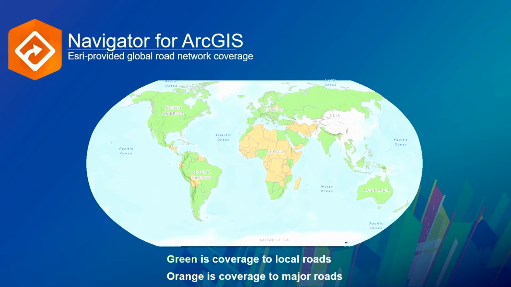If you see the countries on the map in orange, those have coverage to major roads. And so if major road coverage is fine for your needs, then you wouldn't need anything additional. But if you need routing out to a specific well pad or some specific asset out in the field, you may want to supplement our major road network with your own local, better road network if you have it.